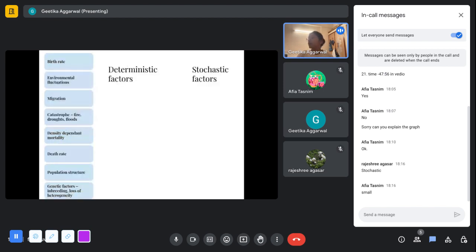Okay, so moving on. I have some of these factors listed here on the left, and you have to categorize them as either deterministic factors or stochastic factors. So here we have birth rate, environmental fluctuation, migration, catastrophes, density dependent mortality, death rate, population structure, and genetic factors. So can you guys tell me which of these fall under which categories?